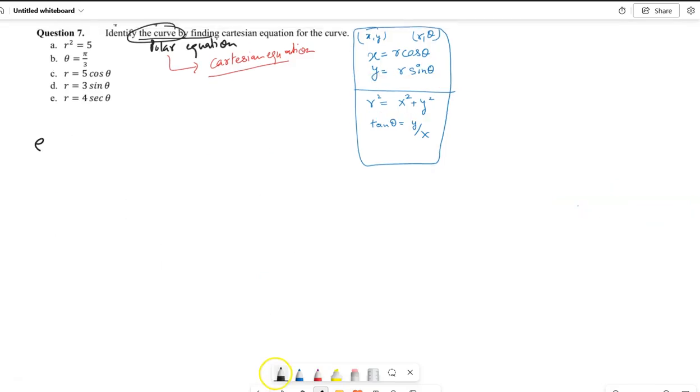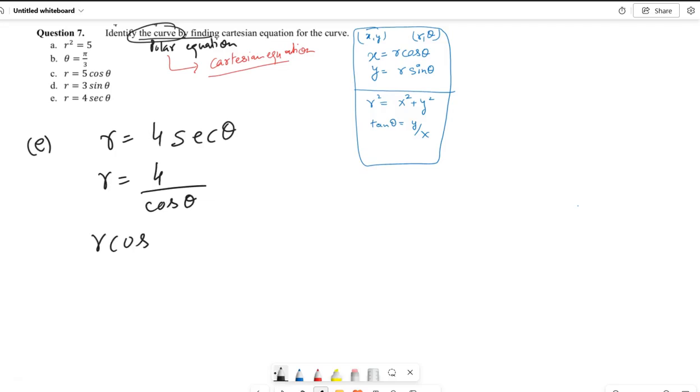Let's work on the last one. It's r is equal to 4 secant theta. Now we don't have any polar equation in that format, so I'm going to write secant theta as reciprocal of cosine theta. I can multiply both sides by cosine theta and I'll get that. Now you see r cosine theta is equal to x. So basically this equation is x equal to 4. That is your Cartesian equation.